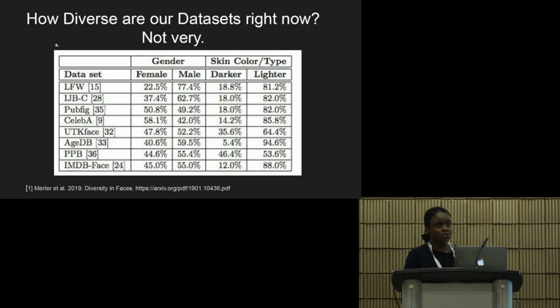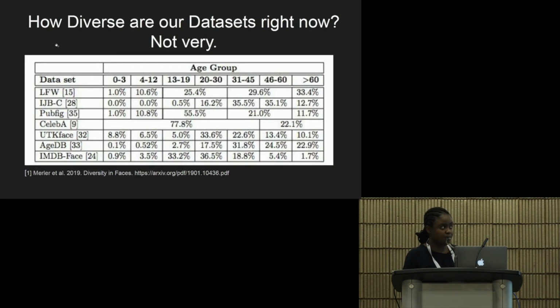So first of all, how diverse are the data sets that we're using now? And the short answer is not at all. This is a study done by IBM's Diversity in Faces group, and they found that you would have up to 80% lighter images, usually skewing male, but also skewing female in terms of the demographics of some of these popular data sets.